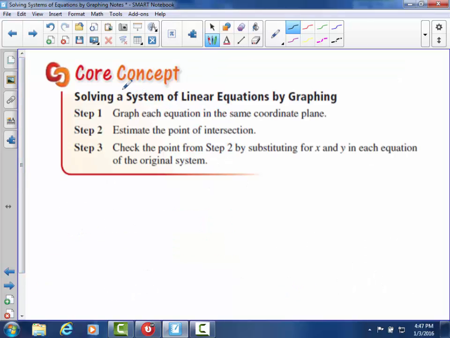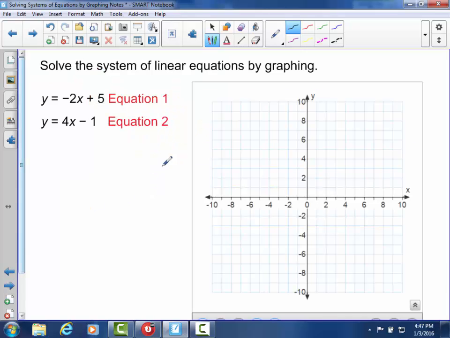So here, just some instructions, what we've already done. Graph each equation in the same coordinate plane. Estimate the point of intersection. If you're using your calculator, you're not estimating. But sometimes when you're graphing on paper, you'll have to. Check the point from step 2 by substituting for x and y in each equation of the original system. If you're estimating, you're definitely going to want to substitute back in to see if you got the right point. Okay, so solve this system by graphing.